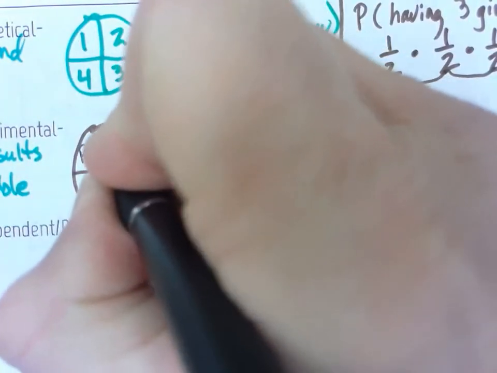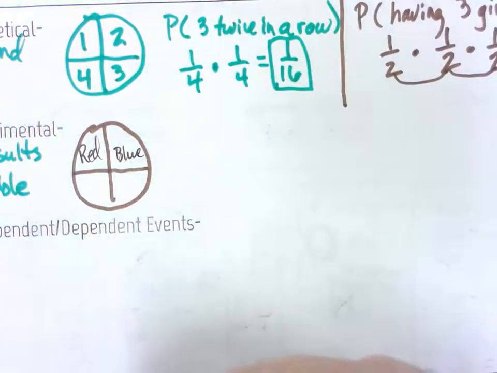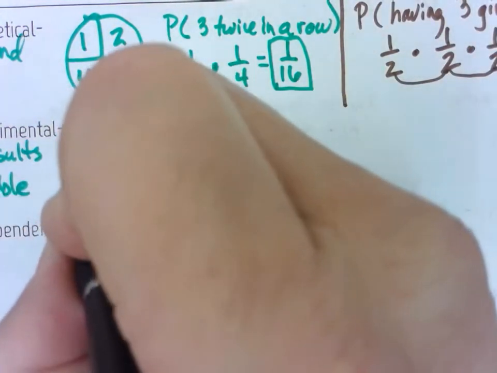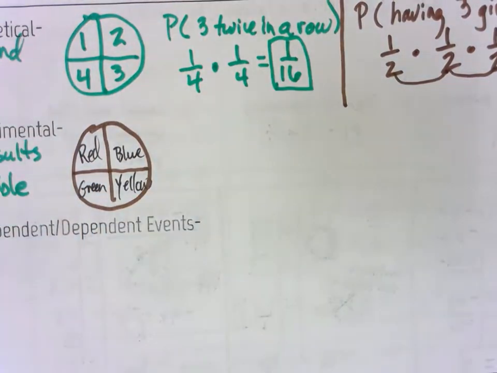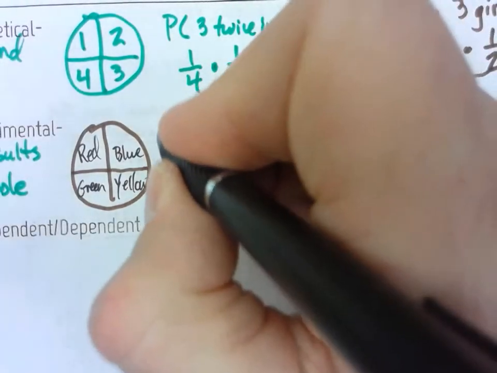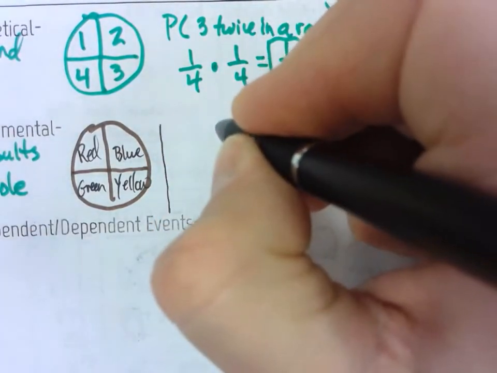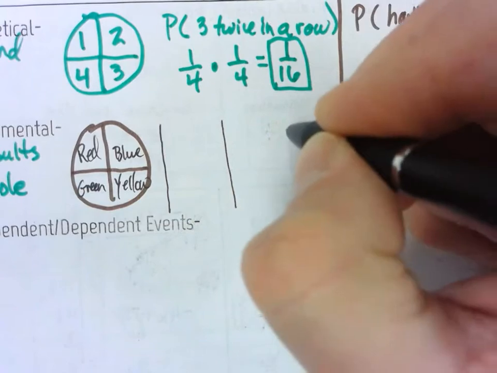This section is the blue section. This section is the green section. And this section is the yellow section, all right? So you're probably going to see some questions like this for sure on the EOG. They're going to give you a little table, okay? So let's divide it up here and do a little colors.